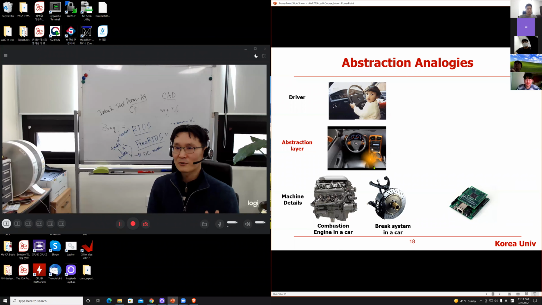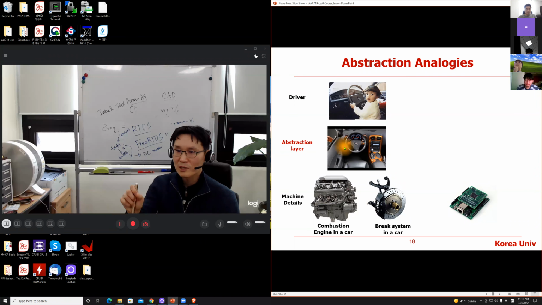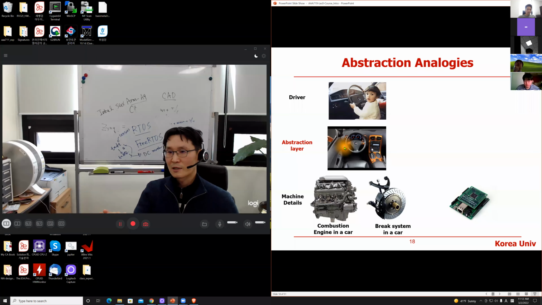I gave you that example in computer architecture class: combustion engine, brake system. Almost no one understands how a combustion engine or brake system works. Nevertheless, even a baby can drive a car. How come? Because the car provides an abstraction layer. You shift gear and press the accelerator, then the car will move forward. If you want to turn left or right, you control the steering wheel. Abstraction layer.